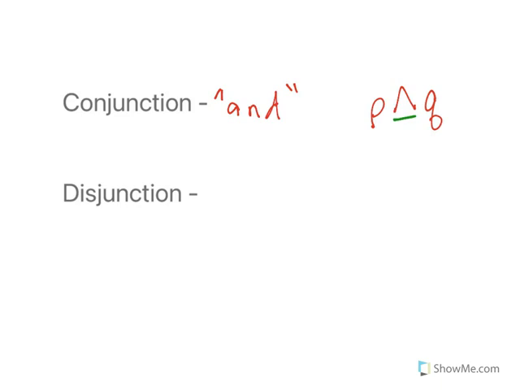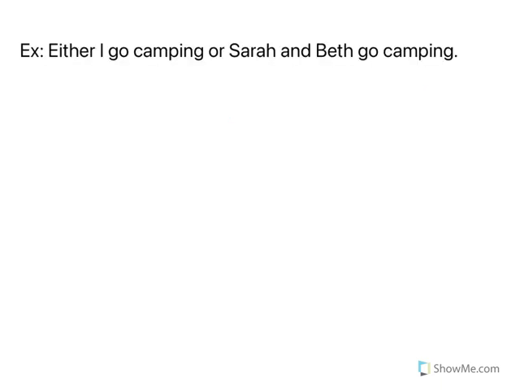The disjunction is an or statement, so P or Q, and that means only one has to be true for the entire piece to be true. Okay, so let's look at this first in words. Either I go camping or Sarah and Beth go camping. Sometimes with English statements, it's hard to think through what this means logically. So let's put this into some symbols.